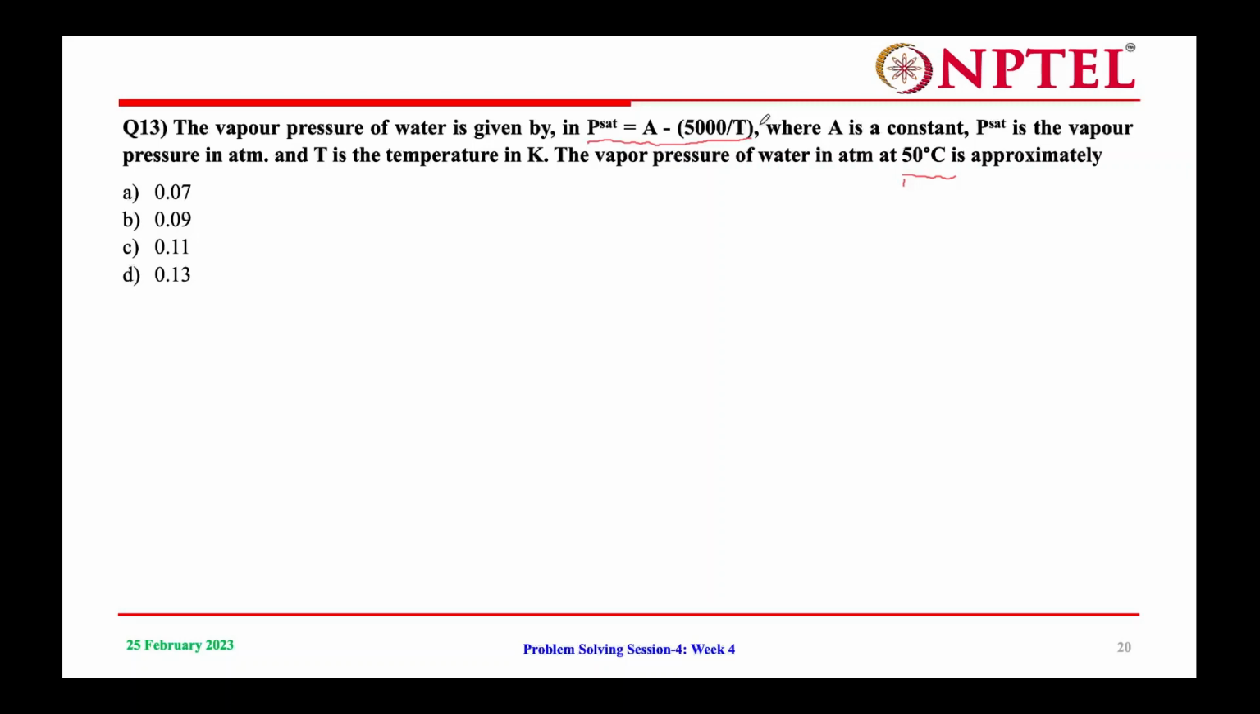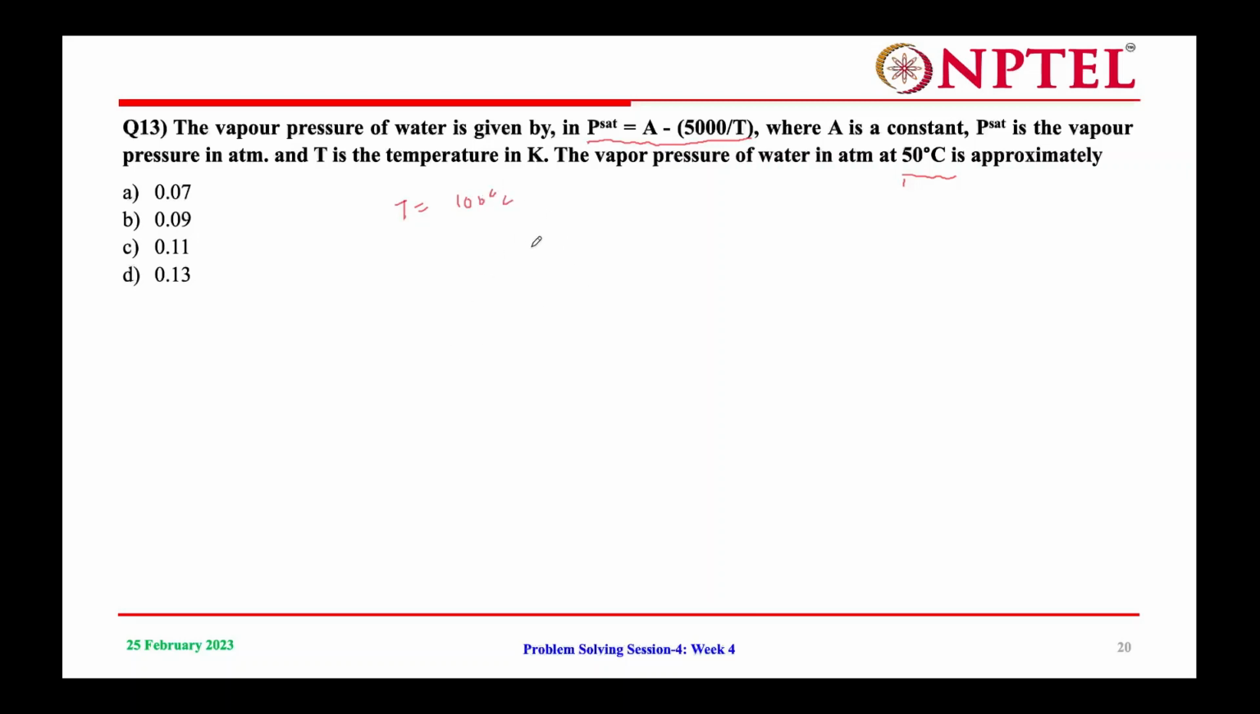Can someone tell how would you solve this? Sir, is the value of A given or not? Without the value of A... Yeah, you're right. But you know some concepts: water boils at 100 degrees Celsius, right? So what would be the pressure at 100 degrees Celsius? It is 1 atm.